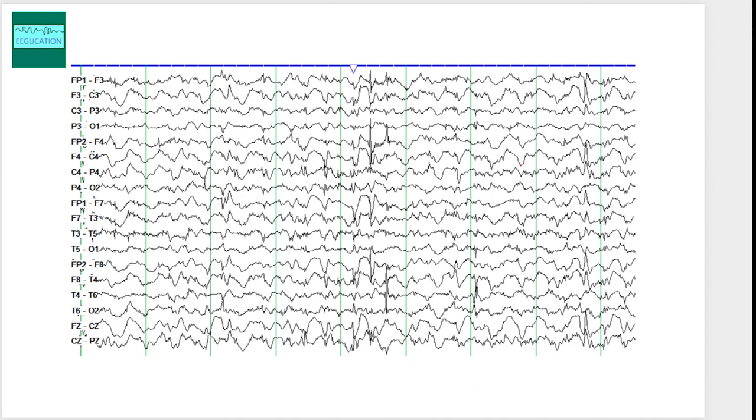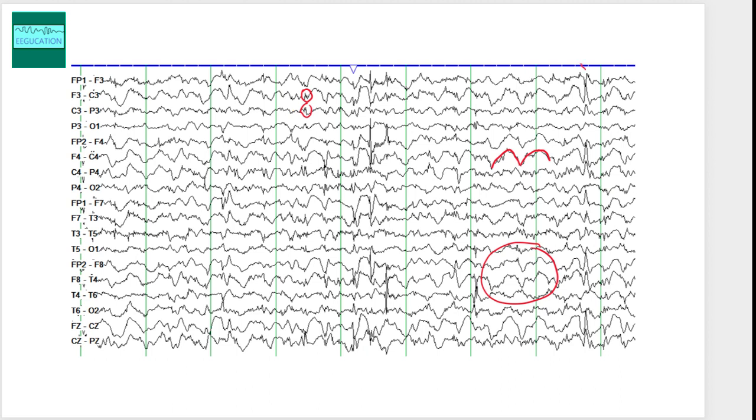So let me show you some delta activity. These are the delta waves that you're seeing here. So there is some prominent delta activity here. Delta activity is also obvious right here. Pretty much all over this page, you can see a lot of delta activity. There are faster frequencies that overlie the delta activity. So you can see some of those faster frequencies there.